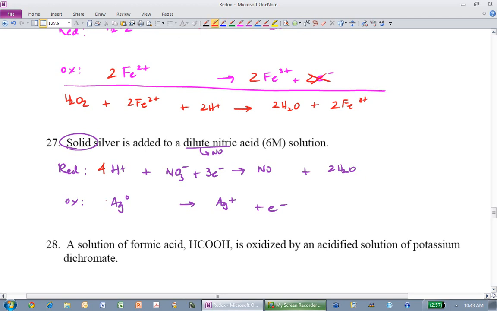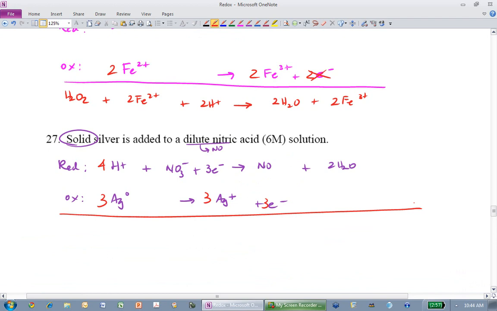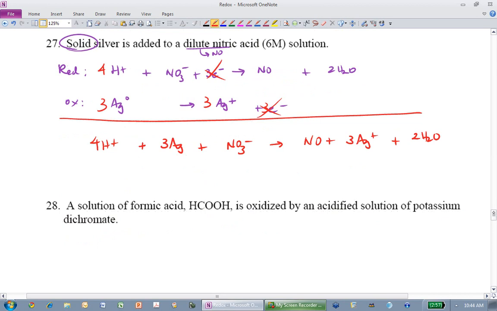All right, so I've got to triple everything on the bottom and add these together. 4H plus 3Ag plus NO3 minus yields NO plus 3Ag plus, I didn't cross those off, plus 2H2O. Total charge on the left plus 3. Total charge on the right plus 3. Life is good.